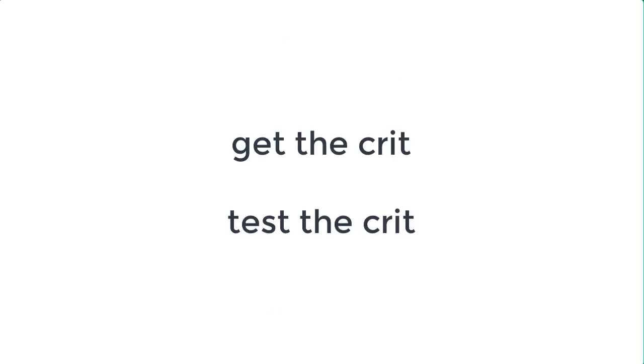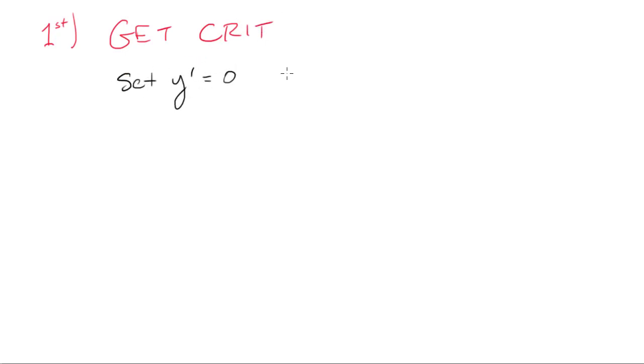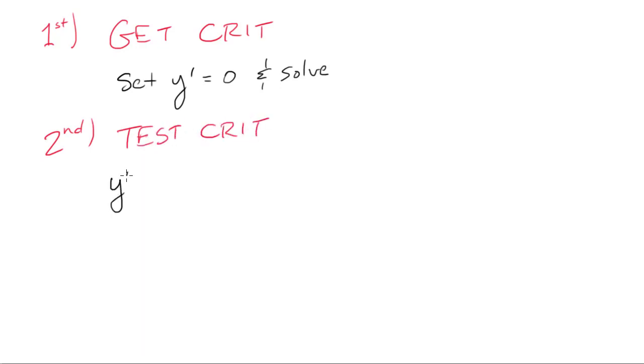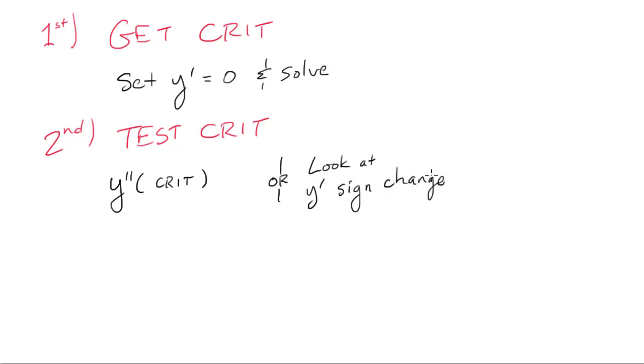Put it together as one little routine. Here we go. First step, get your critical point. Set the derivative equal to 0, and you solve. Second, test your critical point. So we've had 3 different tests. We could either plug the critical point into y double prime, or we could look at the sign change on y prime, or we could just use the geometry.